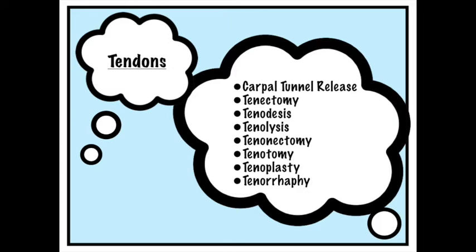A tendinotomy, also known as a tenotomy, is a surgical division of a tendon for relief of a deformity caused by the abnormal shortening of a muscle, such as strabismus. Tenoplasty, also known as tendoplasty, is a surgical repair of a tendon. Teno meaning tendon, and plasty meaning surgical repair. Tenorrhaphy is the suturing of a divided tendon. Teno meaning tendon, and rhaphy meaning to suture.